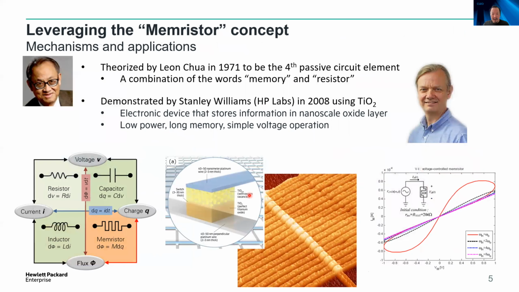It turns out the oxide-based non-volatile switching is something described as a memristor. It was theorized by Leon Chua in 1971 to be the fourth passive circuit element, and combines the words memory and resistor. Now, in collaboration with Leon Chua, Stan Williams at HP Labs experimentally demonstrated the memristor in 2008 using titanium dioxide. So the memristor is actually nothing new to HP, but as photonics guys, we were unaware that this device was already a byproduct of our process, which is convenient.